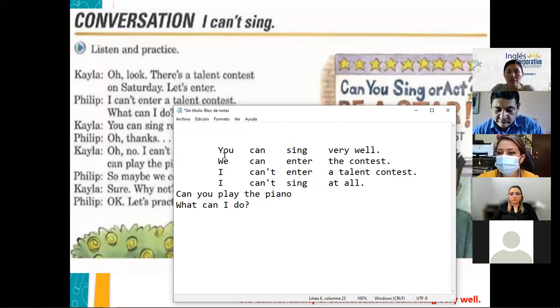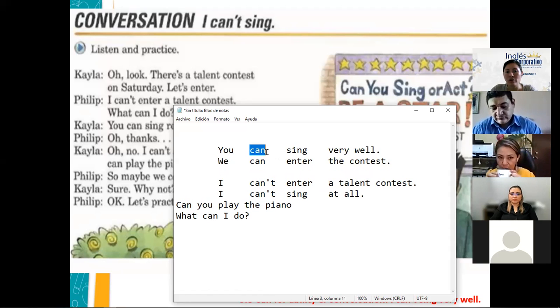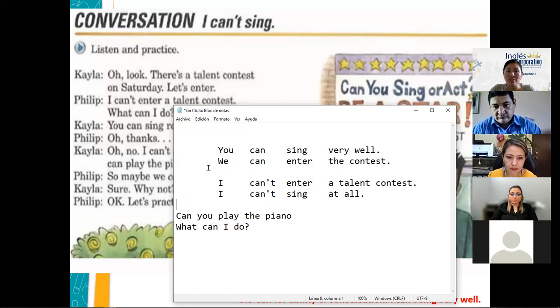So, teacher, ¿qué vamos a necesitar? The very first thing that we need is a subject, right? Cuando estamos hablando de affirmative sentences, luego necesito, en este caso, el modal verb, que es can, expresabilidad, y luego the verb. Right, I can sing very well. We can enter the contest. And then we have two more sentences. These are negative sentences. The same thing, we're going to need a subject, the can't modal verb, then the verb, and after that we need the complement.